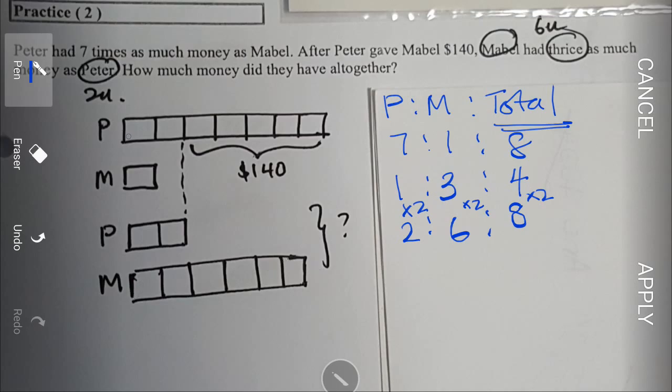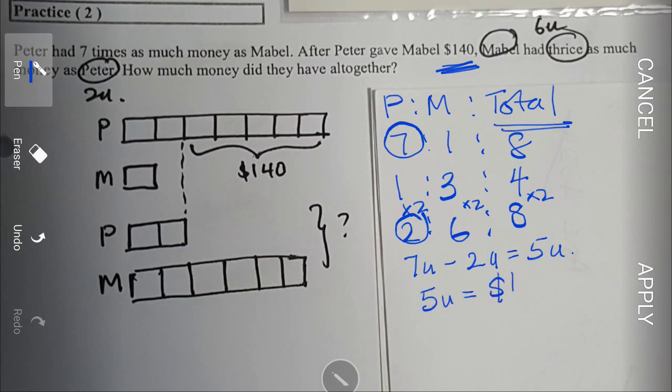So what you can see here is that the initial unit is 7. And then after giving, Peter has given some to Mabel, which is 140. It has now become 2, right? So when you see the difference, you'll be able to know that 7 units minus 2 units equals to 5 units. With that, you can solve the entire question because this 5 units is actually 140. So 5 units equals to 140.